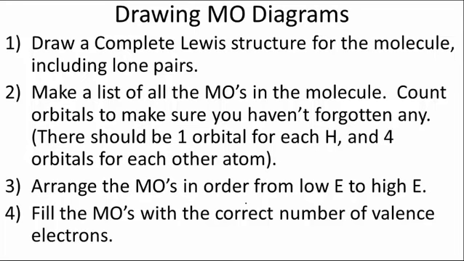So when you're asked to draw an MO diagram, essentially there's 4 steps. First, you draw a complete Lewis structure. The Lewis structure is going to tell you what bonding orbitals you need, what non-bonding orbitals you need, and what antibonding orbitals you need. You make a list of all the molecular orbitals. On the skill builder for this module, these steps are kind of broken out. You'll have some questions that just ask you to make a list of all the MOs, and then arrange them in order from low energy to high energy. And then you put your electrons in.